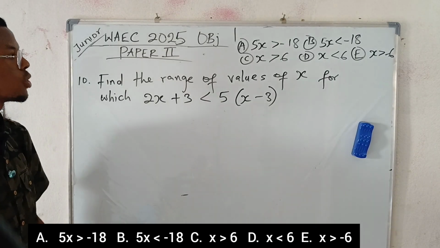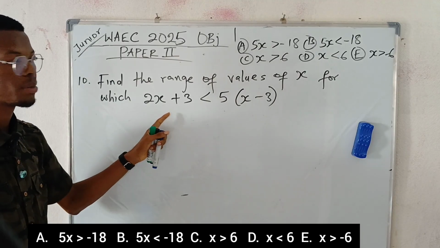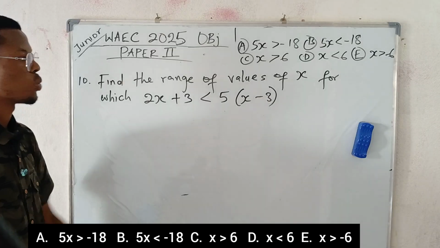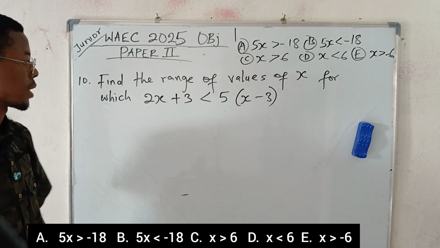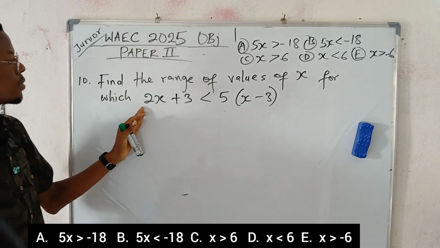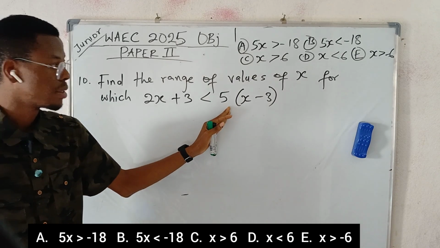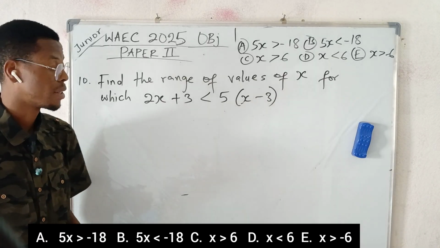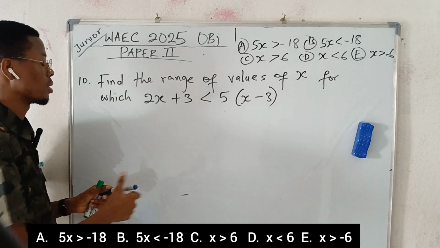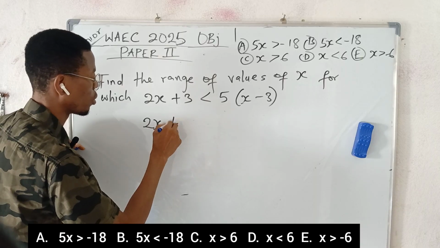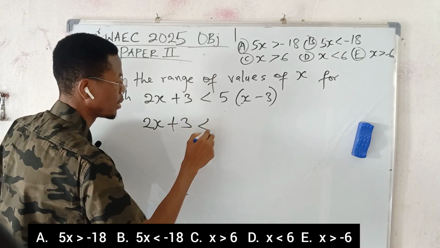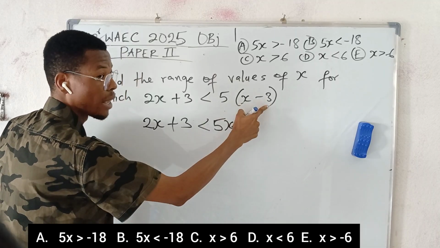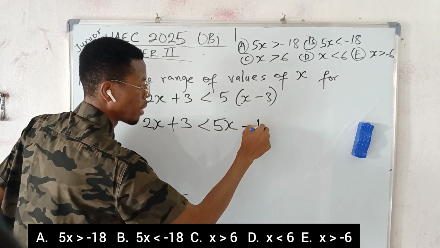Let's look at question number 10. It says, find the range of values of x for which 2x plus 3 is less than 5 in bracket x minus 3. So we have our options there. Let's find our answer. We quickly open the bracket. This is the only bracket we have here. We open it by using 5 to multiply everything inside the bracket. So we rewrite: 2x plus 3 less than, now 5 multiply x, we have 5x, 5 multiply minus 3, we have minus 15.